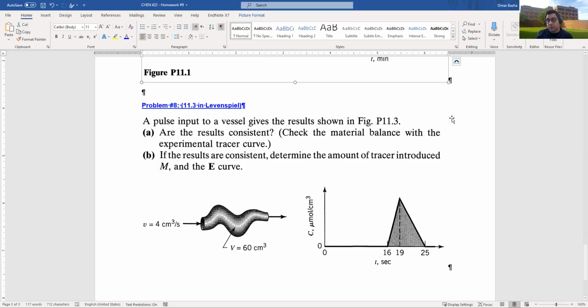Now we're being told, are the results consistent? Does this match this? If they're consistent, determine the amount of tracer introduced, M, and the E curve. So first of all, we need to check, are these two results consistent? And the way we're doing it, we're going to do a mass balance. So I want to see if this actually represents 60 centimeter cubed. You can do a mass balance either using the volume or using your space-time, as we discussed before. Your space-time corresponds to a volume. Okay, let's write which problem this is. Problem 8.